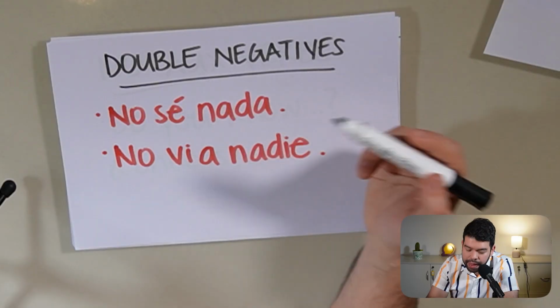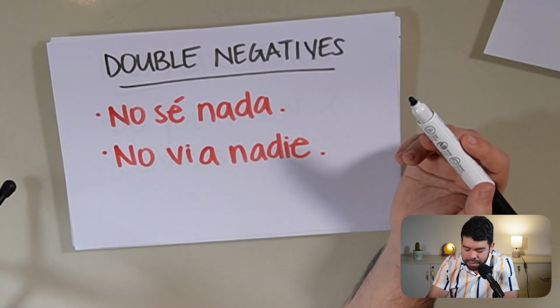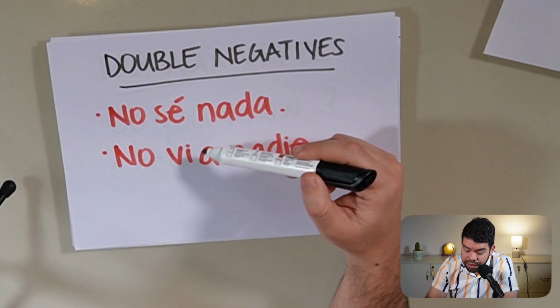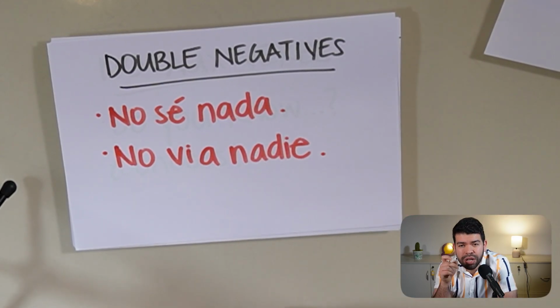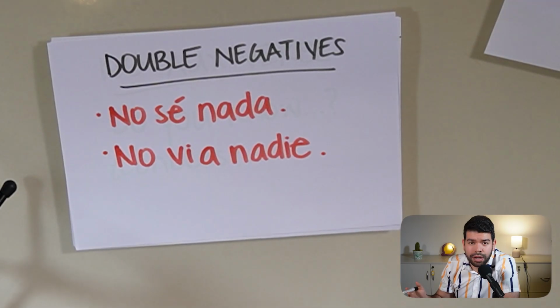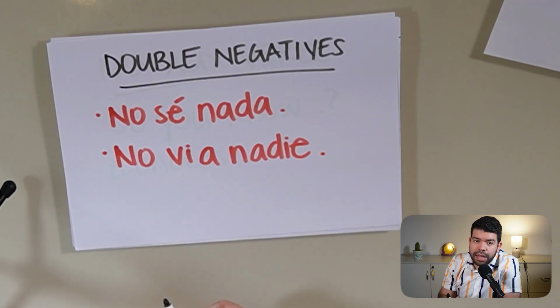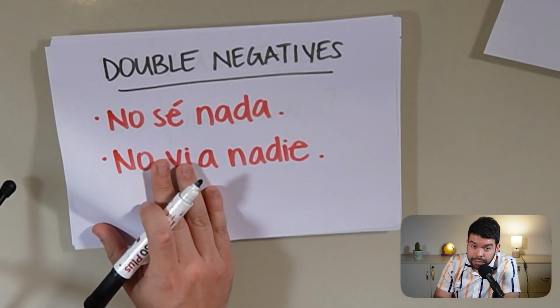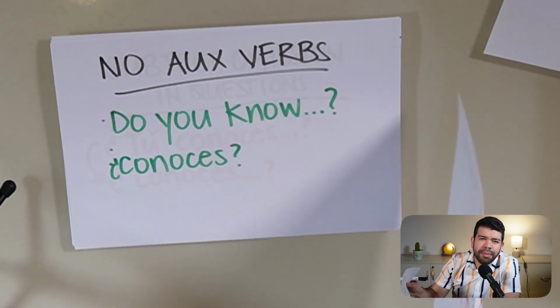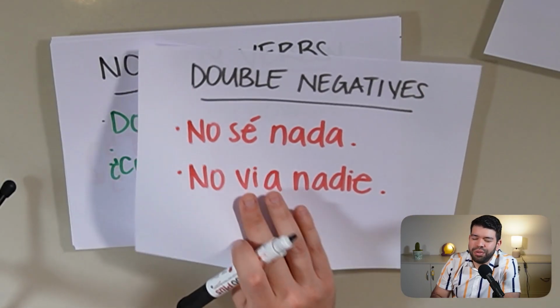Look at this, no sé nada. Okay? We have another example here. No vi a nadie. I didn't see nobody. In English, you would say I didn't see anyone. But no vi a nadie is totally fine in Spanish. Okay? Super interesting. So don't worry about that. It's a fun rule to break, you know?